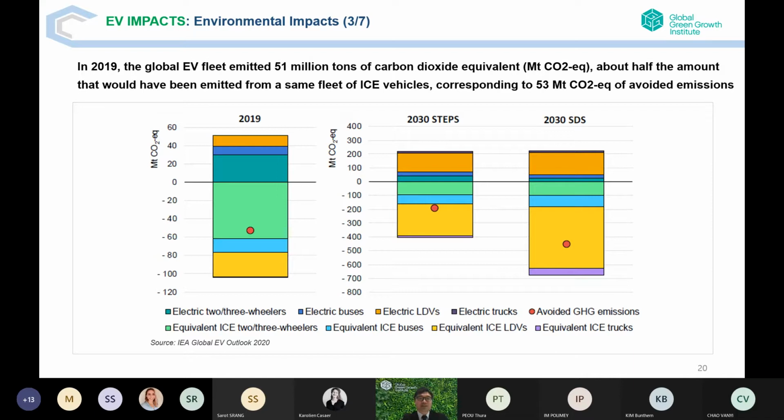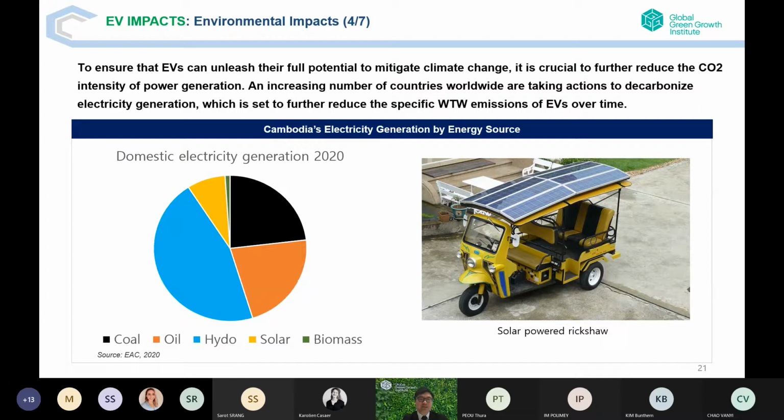In 2019, according to IEA, the global electric vehicle fleet emitted about 50 million tons of carbon dioxide. It is half the amount that would have been emitted from the same fleet of internal combustion engine traditional vehicles. So maybe you can see the graph. This one is traditional vehicles and mobility, and this is electric mobility for comparison. So if we utilize electric mobility, we are reducing 50 million tons of carbon emission.